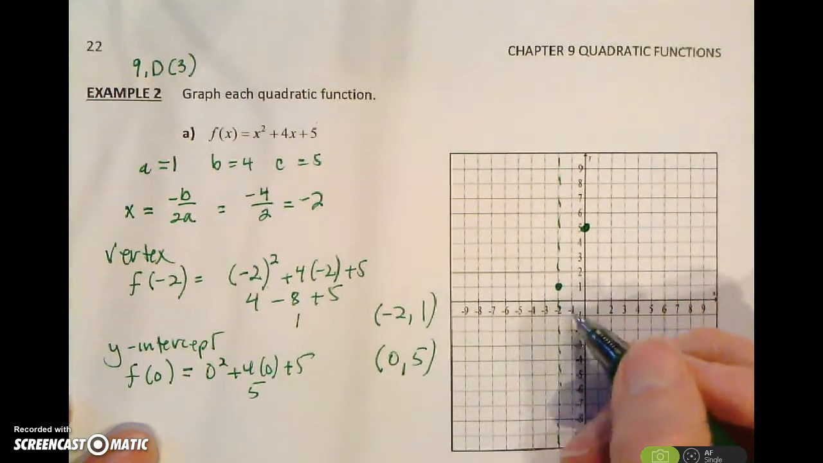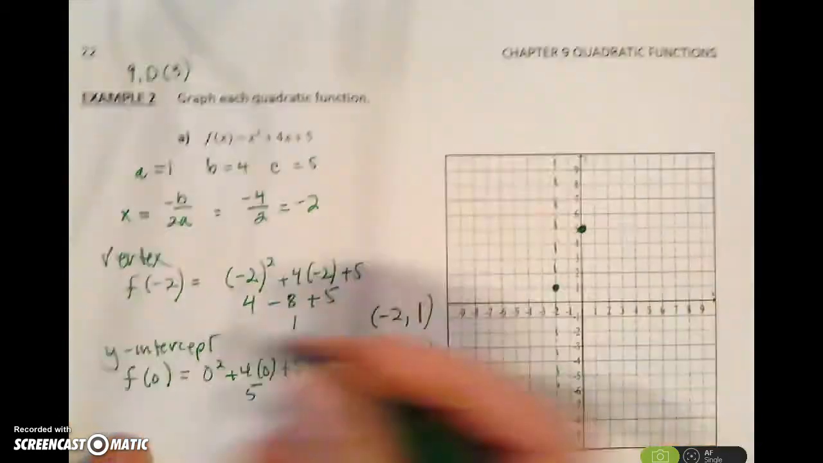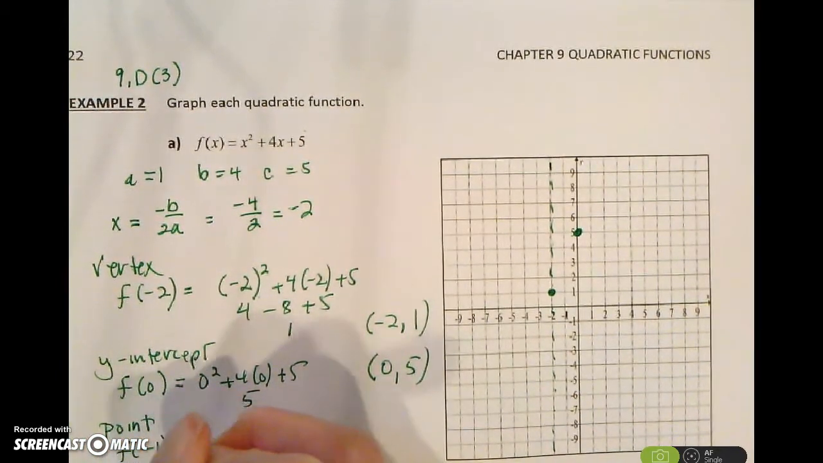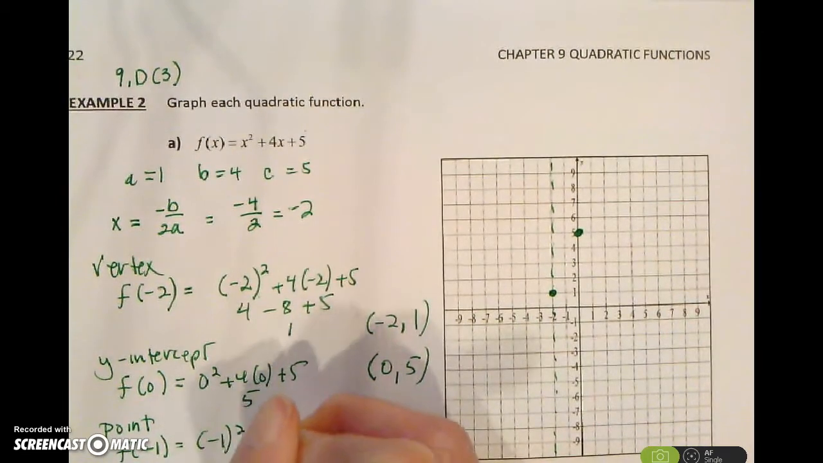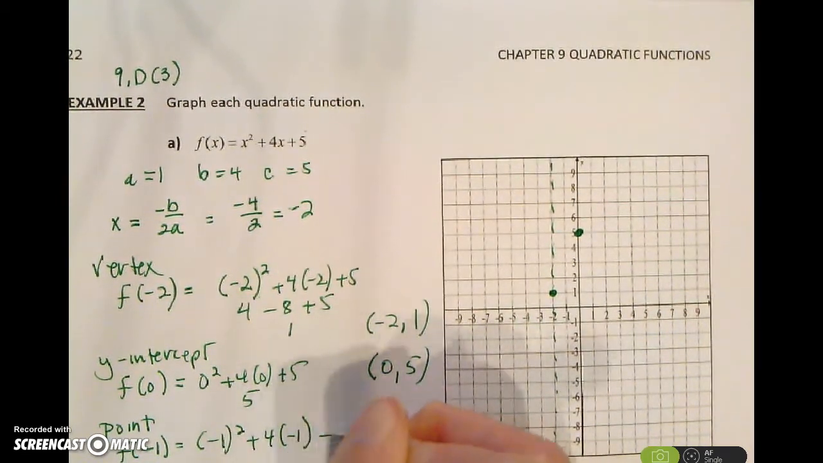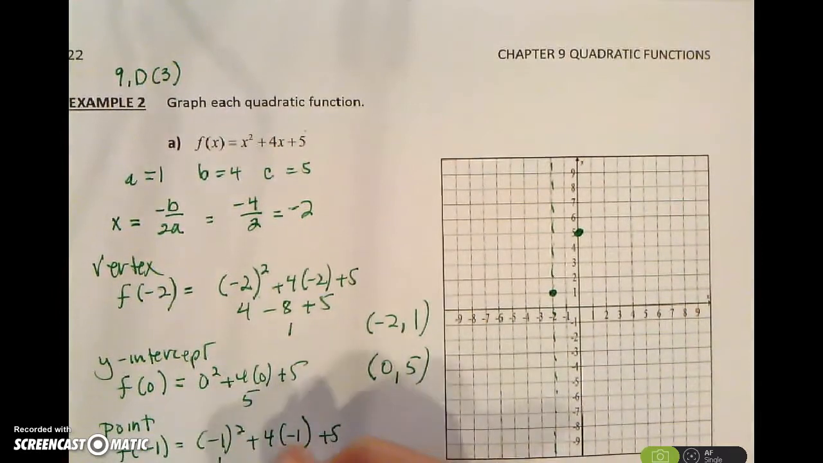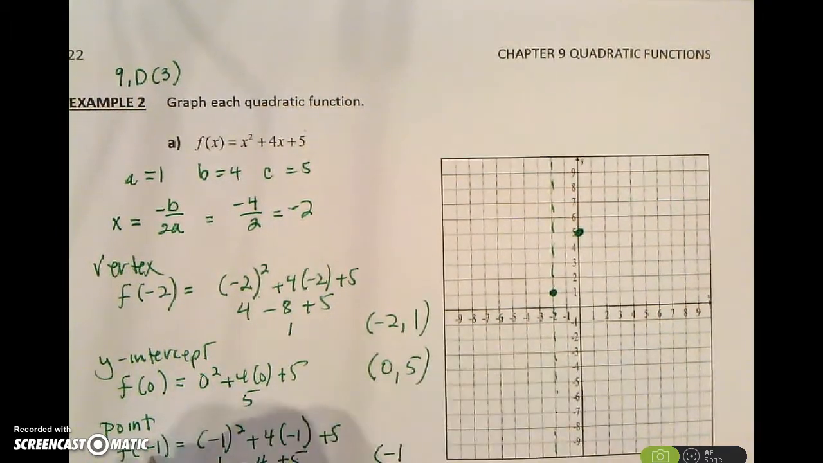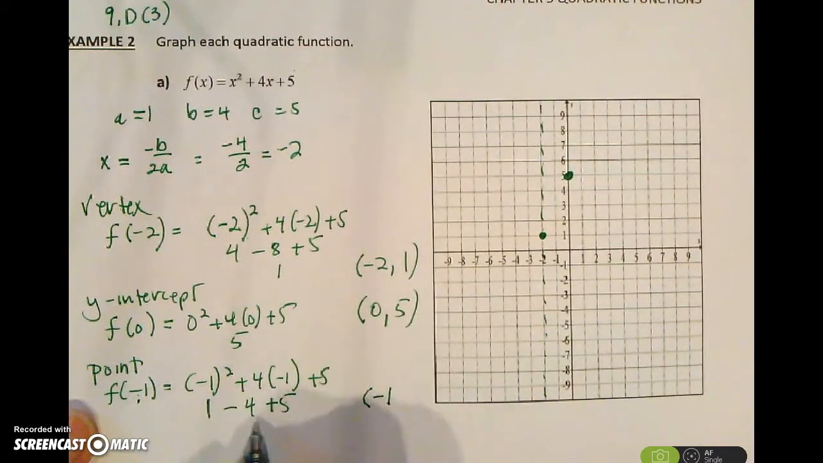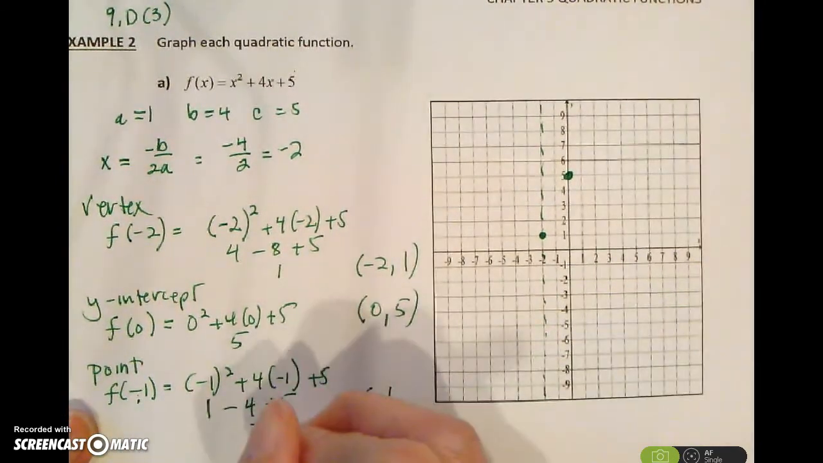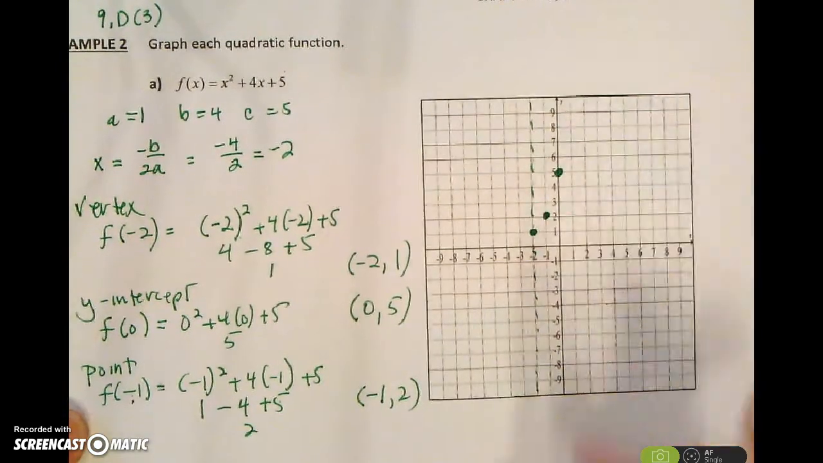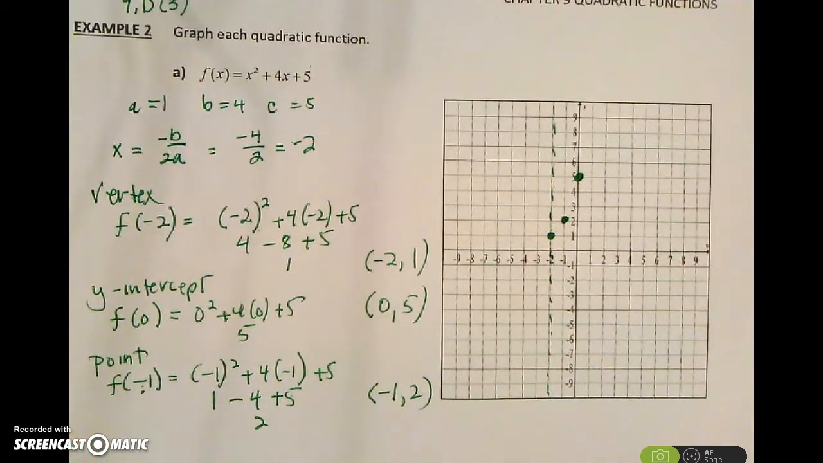Then we'll want to find one more point, so let's use the negative 1. So we'll do f of negative 1, which will be negative 1 to the second power plus 4 times negative 1 plus 5. So that'll be 1 minus 4 plus 5. So that's 6 minus 4, which is 2. So we get the ordered pair negative 1, 2. So we'll plot that on there. And if things don't seem to make sense, you might double check your arithmetic on those.